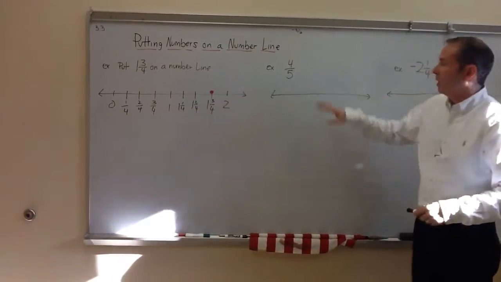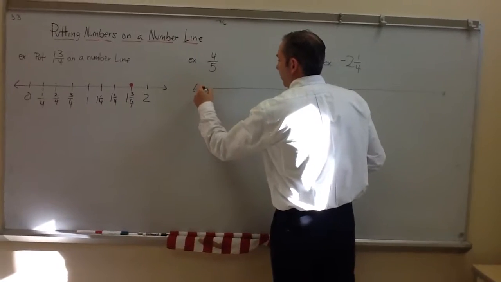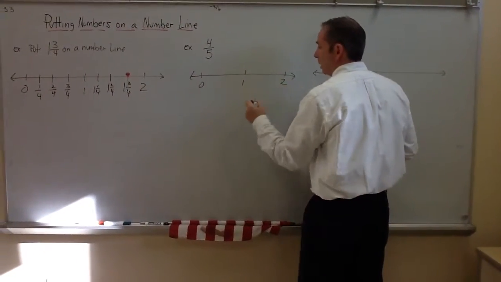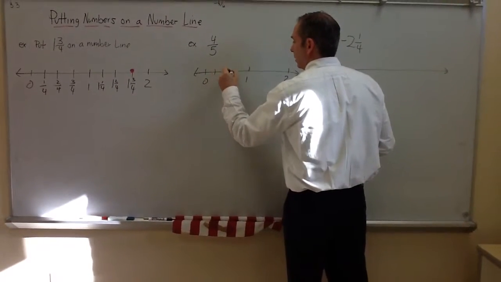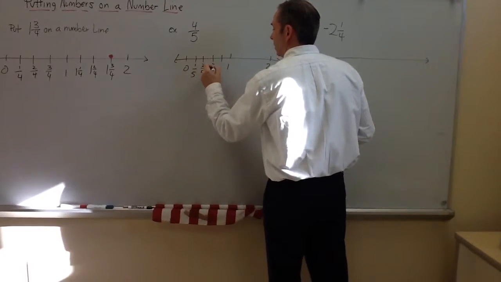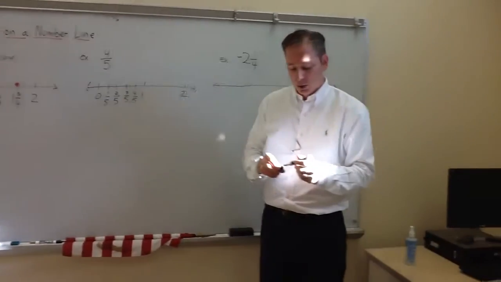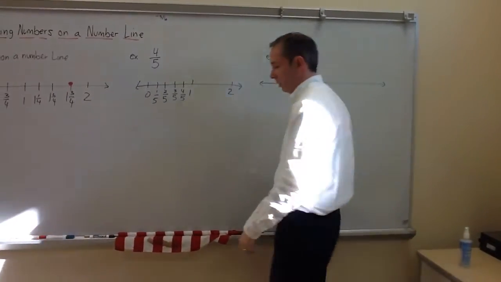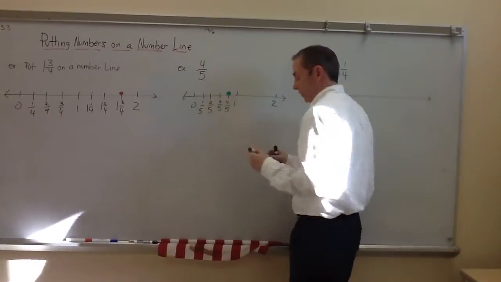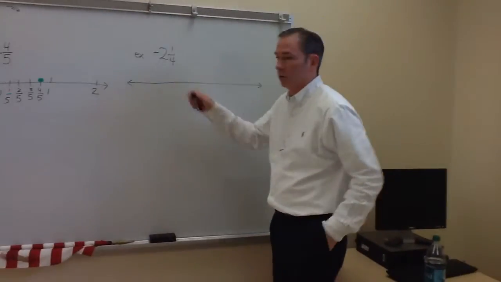Now let's move on. How about 4/5? Putting 4/5 on a number line. Well, we know 4/5 is between 0 and 1. So we split that up into fifths. And we have 1/5, 2/5, 3/5, 4/5, and 1 is 5/5. So we know that we have 4/5 in between 0 and 1. So we can take our marker and plot 4/5 on the number line. Again, spacing is everything.